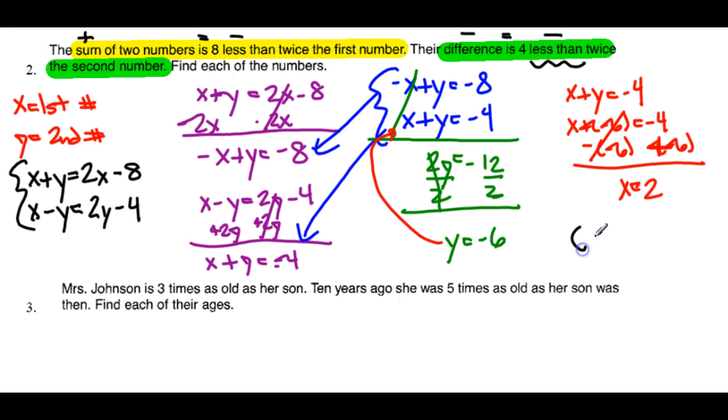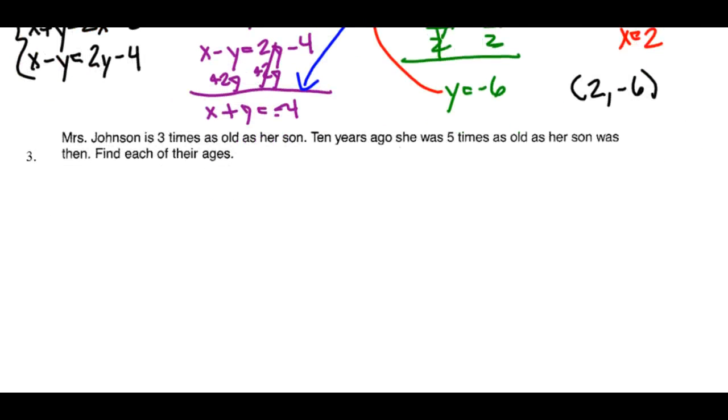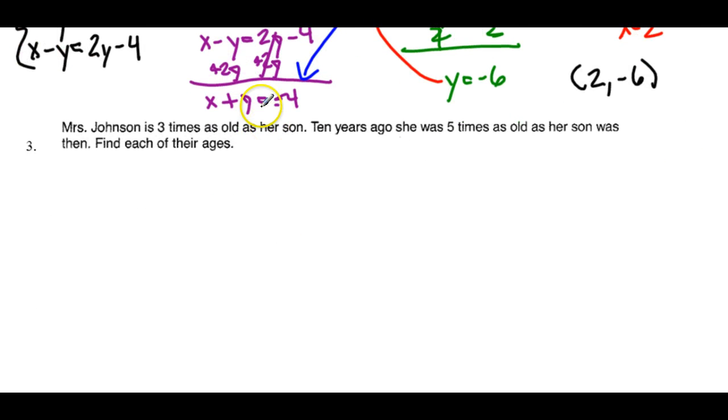Put into a point, x is 2, y is negative 6. Okay? So this is going to be the solution for both of these. Alright. Last equation here, or example.